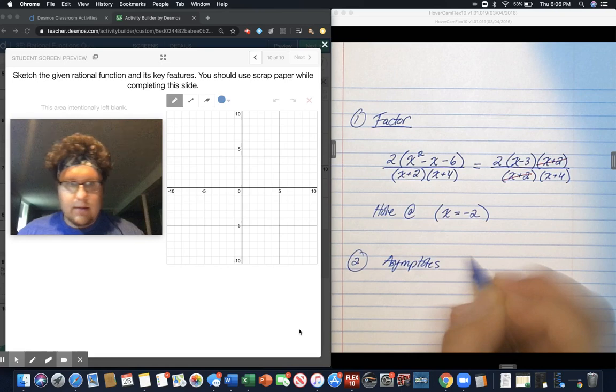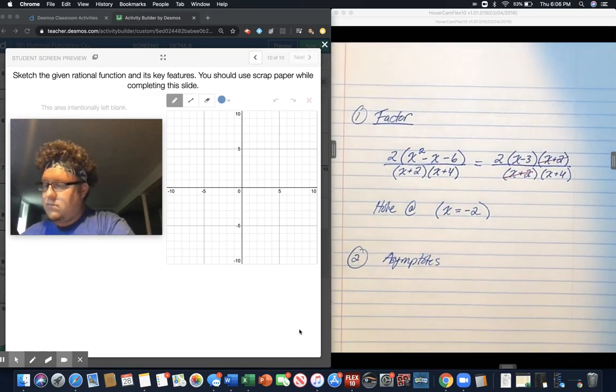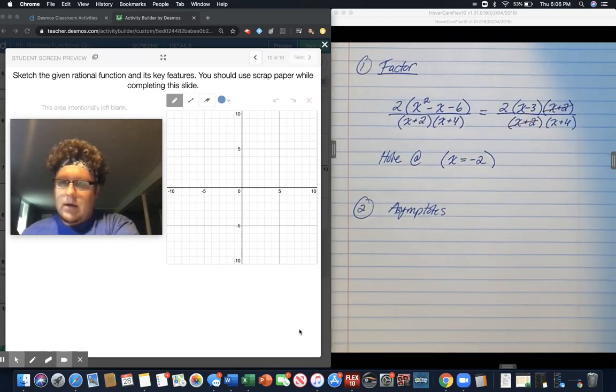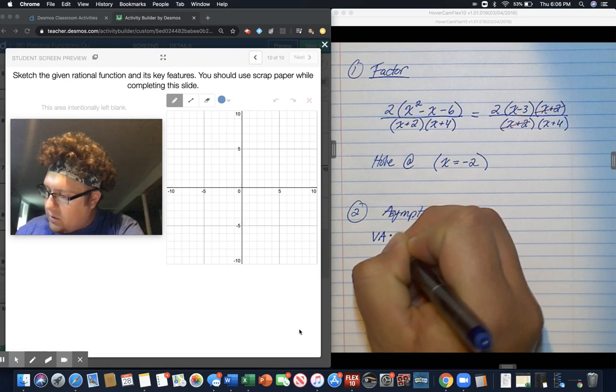Take a minute, try and see if you can get those asymptotes without my help. Pause. All right, welcome back. So asymptotes, we are going to look for any vertical asymptotes first.